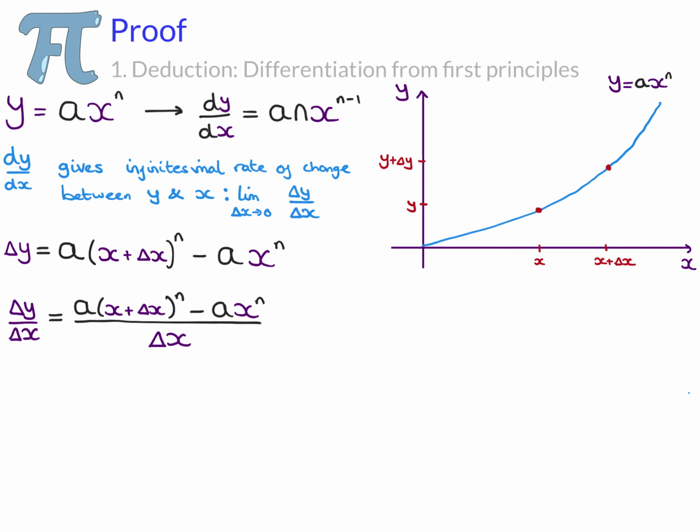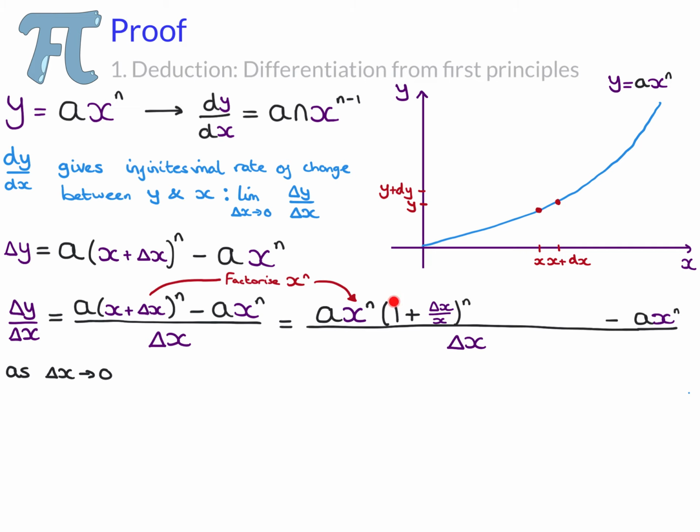Now, we want the value of this ratio at the original point. So we are going to bring this second point closer and closer to the first until it is as close as it can possibly be, at a distance dx. Now this bracket term can be expanded out for all powers of n using the binomial expansion.